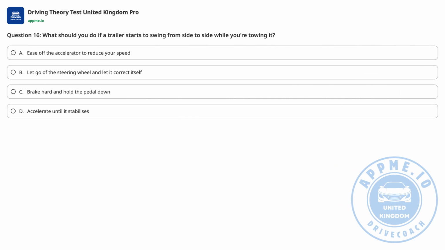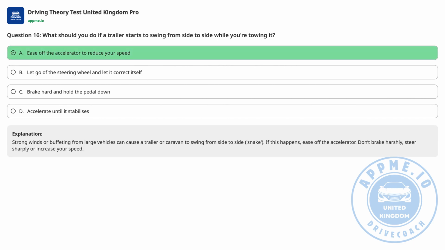Question 16. What should you do if a trailer starts to swing from side to side while you're towing it? A. Ease off the accelerator to reduce your speed. B. Let go of the steering wheel and let it correct itself. C. Brake hard and hold the pedal down. D. Accelerate until it stabilizes. The correct answer is A.